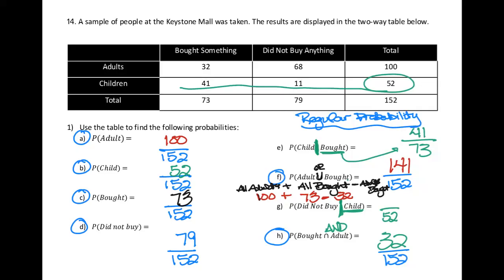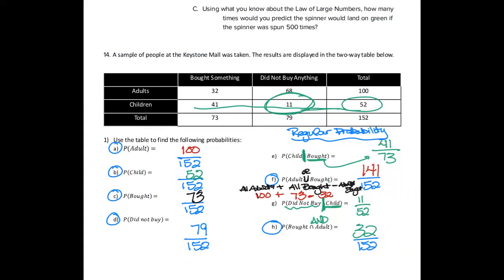And of all those children, how many did not buy? That is your numerator. So go back in the children, and 11 did not buy anything. So that probability is 11 out of 52. Okay? Questions on that?